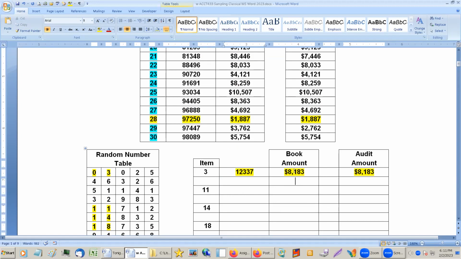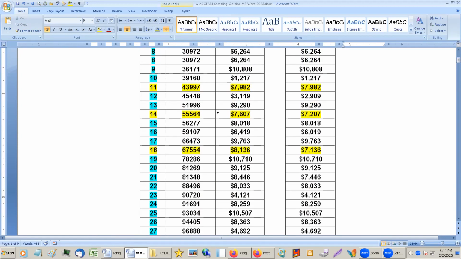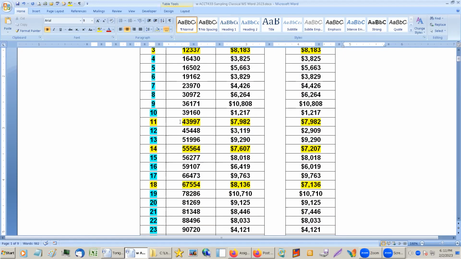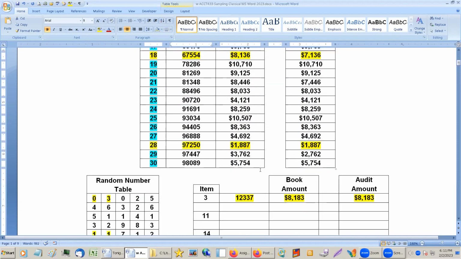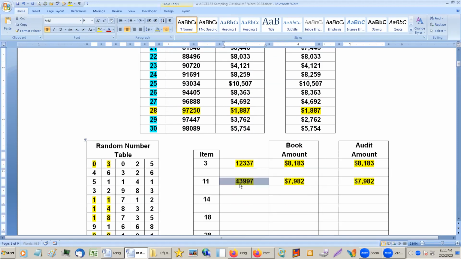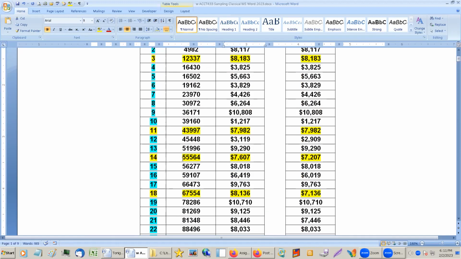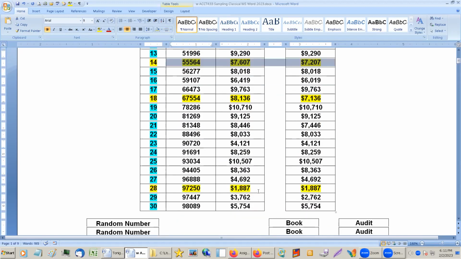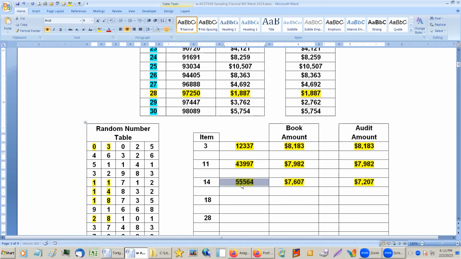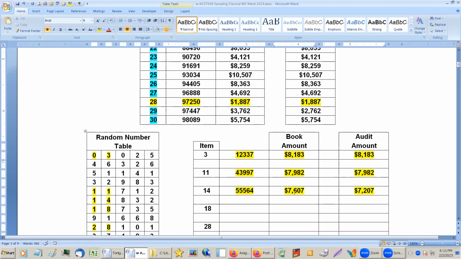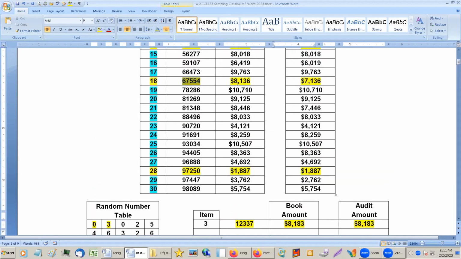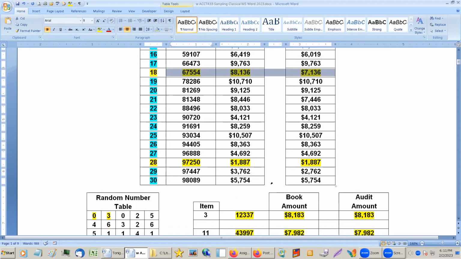Okay, so you see this first one, they're the same. All right, that's a good sign. Number 11. The same. 14, we got a little bit of a problem there. 18.